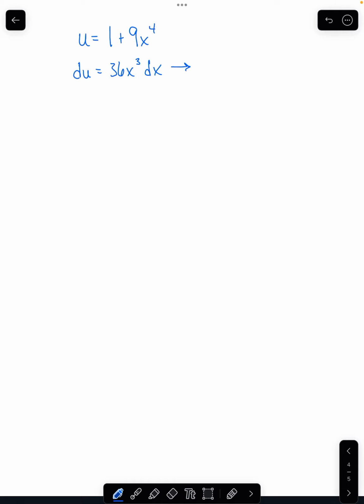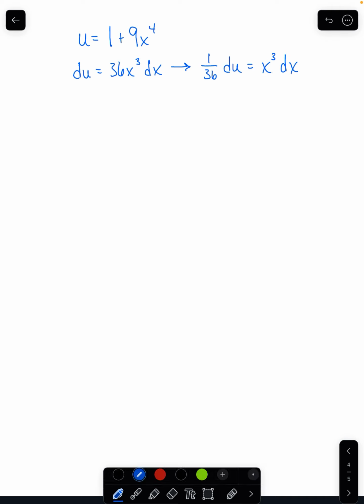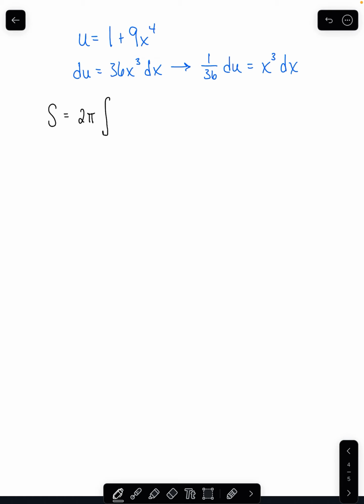Being as there's no factor of 36 in the integrand, there's nothing to take out, so we can divide both sides by 36, and we can substitute in a 1 over 36 along with the du when we substitute out the x cubed and the dx. So our integral is now going to be from x equals 0 to x equals 1. And again, that is an important thing to note, that those limits of integration are x values, not u values.